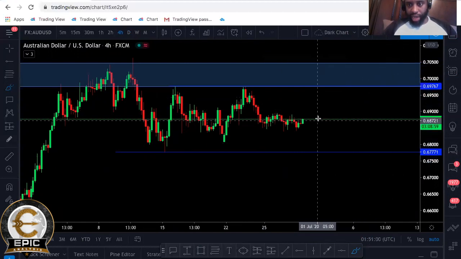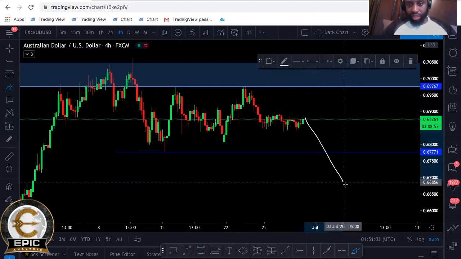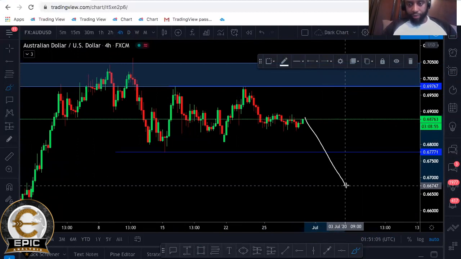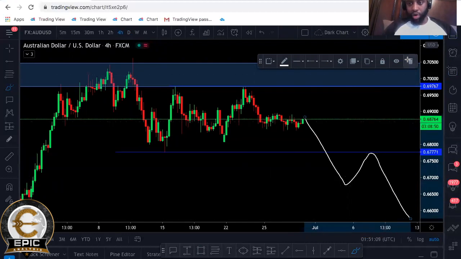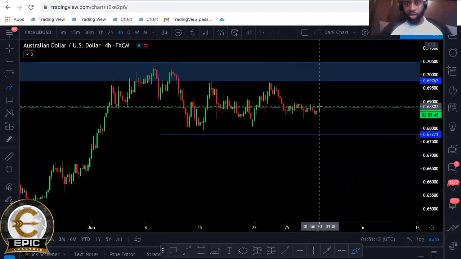All right, either that or wait for price to come down and break this support because it needs to break the support to confirm that it's going lower, and then look to sell the pullbacks. All right, for continuation. But overall, I'm still bearish on AUD/USD. All right, so that's the pairs I'm covering for this week.